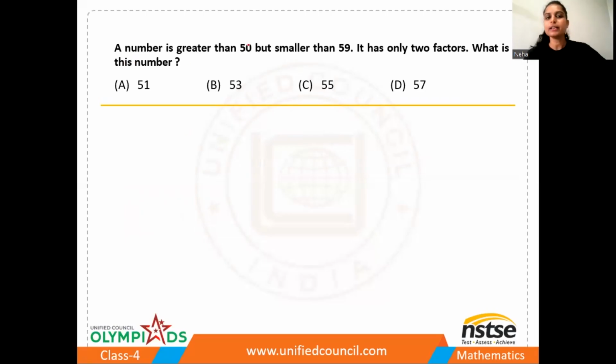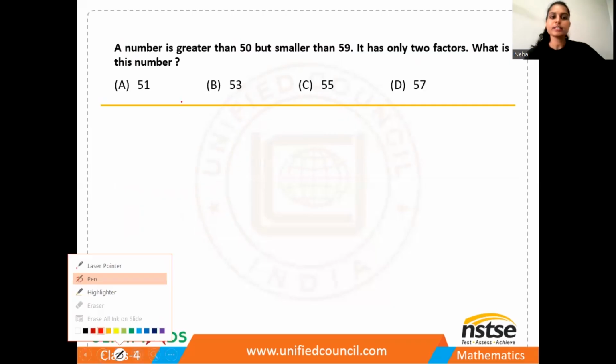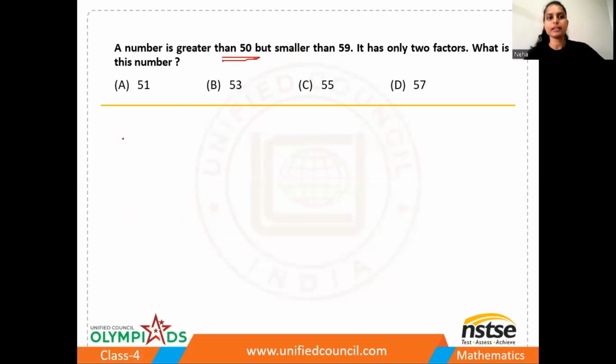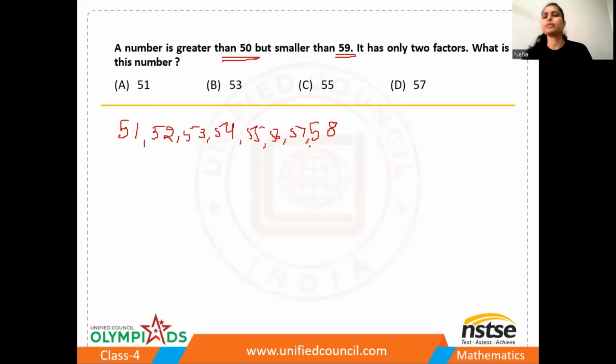A number is greater than 50 but smaller than 59. It has only two factors. What is this number? So in the question it is given that the number is greater than 50, that means it can be 51, right? And smaller than 59, that means 58. So from 51 to 58, it can be anything, right? 51, or 52, 53, 54, 55, 56, 57, or 58. Perfect.